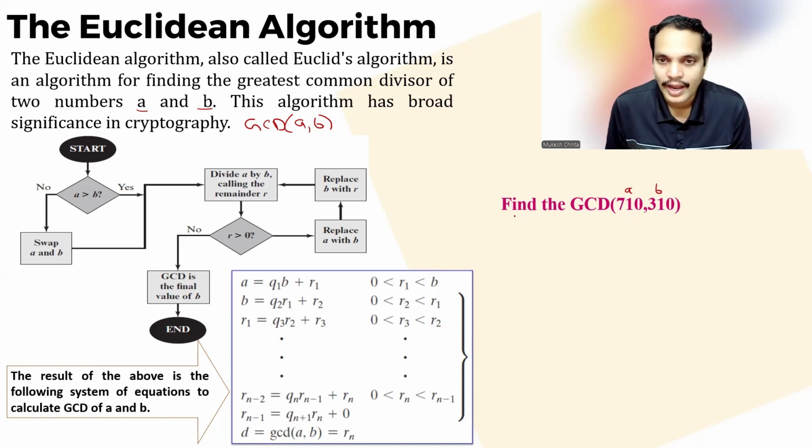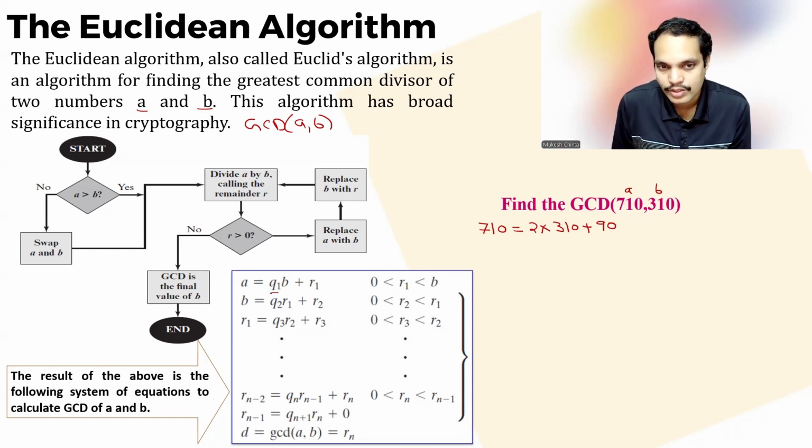First thing I do is divide 710 by 310. You can see: divide A by B, calling the remainder R. So initially I have to write down that 710 is equal to, if you divide 710 by 310, you get the quotient as 2, into 310, plus what is the remainder that is left. This is 620. 710 minus 620 gives me 90. So this is my remainder. So Q1 is the quotient, which is 2. B is your second number, 310. And R1 is the remainder for the first.